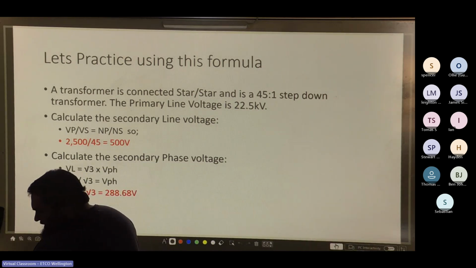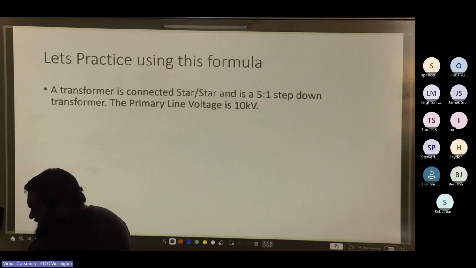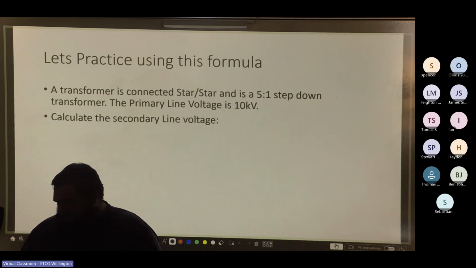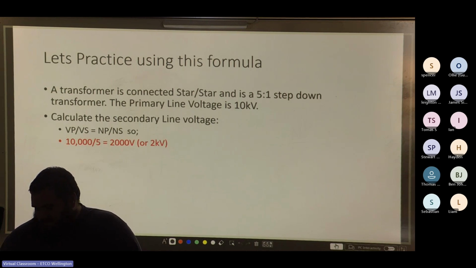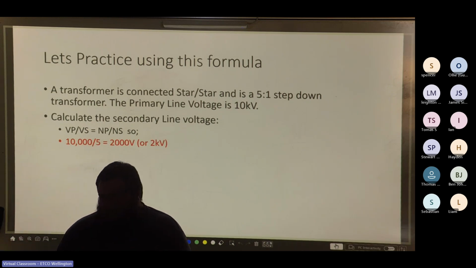Cool. So we'll do it again. So transformer is connected star-star and it's a 5-1 step-down transformer. The primary line voltage is 10 kV. So again, we calculate the secondary line voltage. So we go VP equals VS over NP NS. So we know from this it's going to be 10,000 because it's kV divided by 5. It's 5 to 1 step down. So the secondary voltage is 2,000 volts or 2 kV.